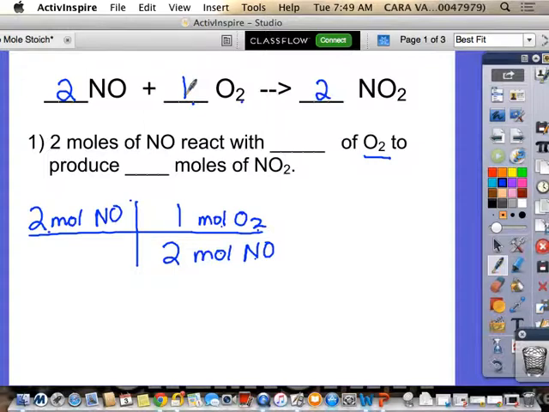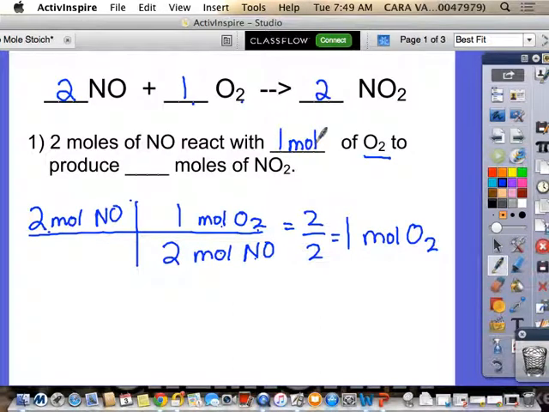And now we would just multiply straight across. 2 times 1 is 2, and then divided by 2. So if we have 2 moles of NO, we actually have 1 mole of oxygen. So we'll go ahead and fill that in with 1 mole. And if we have 2 moles of NO, how many moles of NO2 are produced?